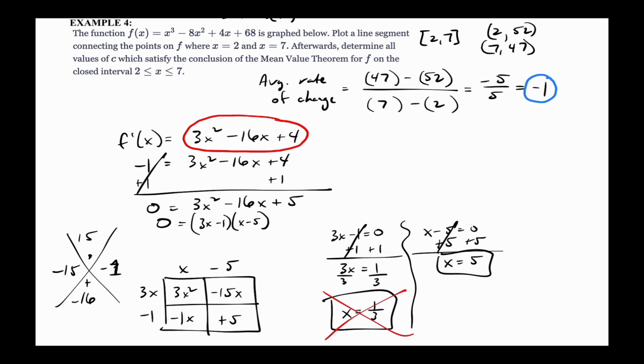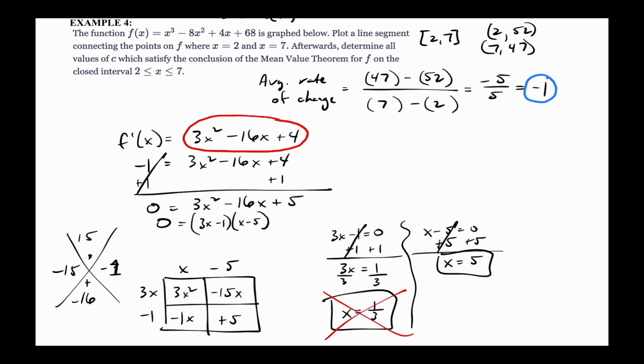The first thing I did was find the average rate of change. So I needed to find the y values that went with 2 and 7. So I plugged in 2 to the original, plugged in 7 to the original. I got 2 comma 52. That's the first point. That's the starting point. 7 comma 47 is the ending point. Okay, so I use that to find my average rate of change. So over the course of from 2 to 7, the average rate of change was -1.